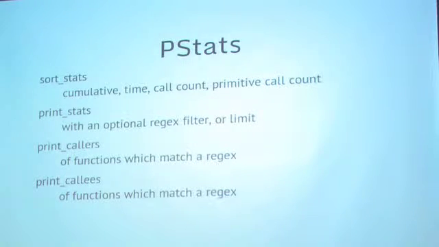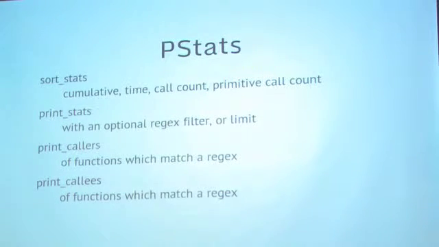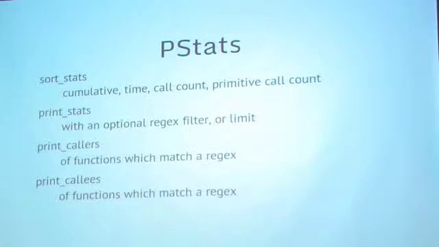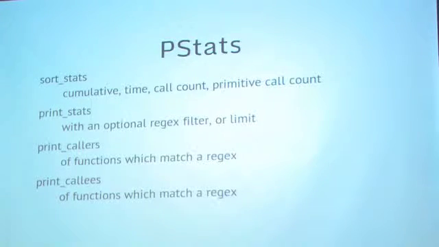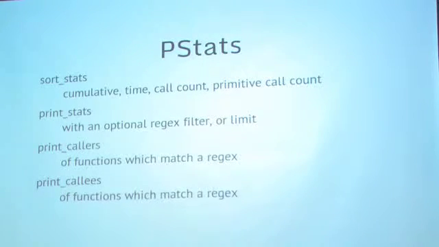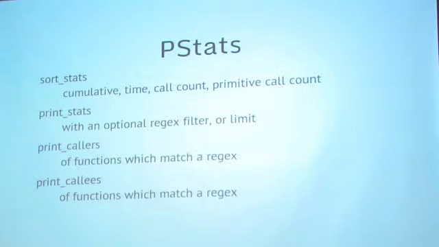So let's take a look at pstats. Things are broken down into basically 4 calls. Sort stats will allow you to sort by any of the columns we looked at. Print stats prints them out, optionally filtered by some calls or a limit. Print callers prints all of the functions that called the function you're looking at, and print callees prints all of the calls within that function.